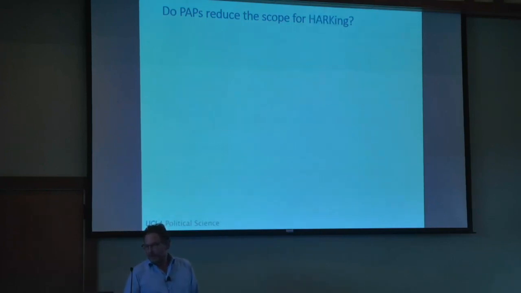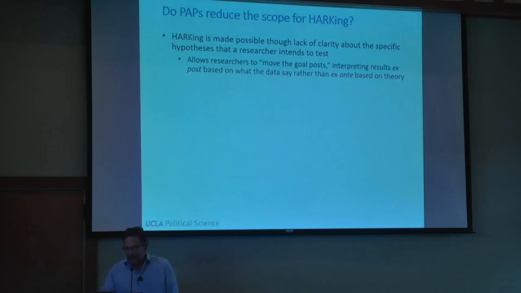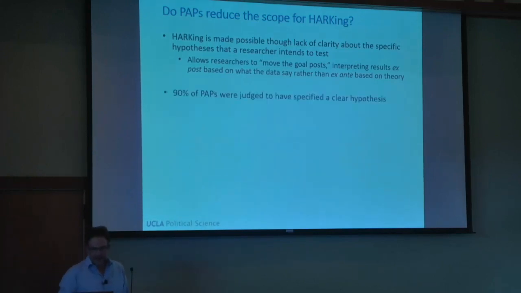Okay? What about harking? Harking is made possible through a lack of clarity about the specific hypothesis that you're trying to test. And what it allows you to do, if you're not clear about what it is you're going to do, is downstream you can just move the goalposts and recharacterize the goals of the research to be studying some other outcome on which you happen to have had significant, interesting results, and away from the outcome that motivated the research in the first instance.